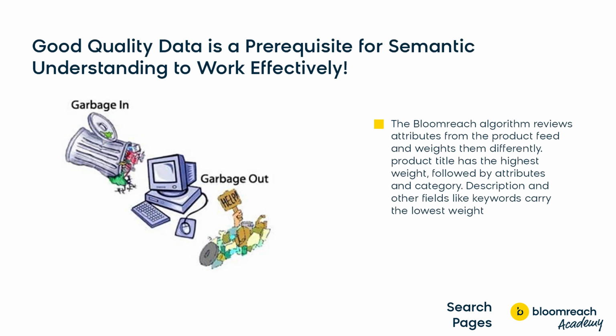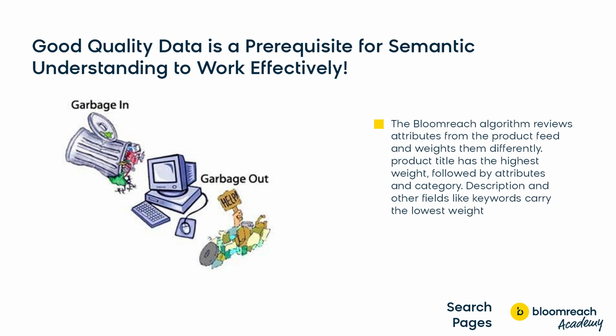At this point, you're probably wondering, okay, how does this impact me, right? I purchased Bloomreach because I wanted to solve my search relevance issue, right? So what more do I really need to do to make things better? So that'd be a good question. But in order for the semantic understanding technology to work effectively, we rely on the product data that customers send us in their feed. And so having good quality data sent in the product feed is a prerequisite for this semantic understanding technology to work effectively.